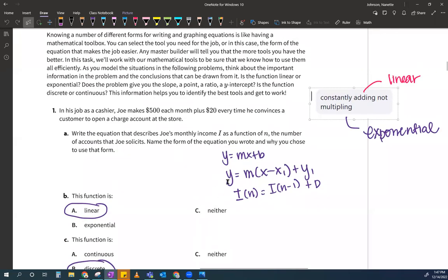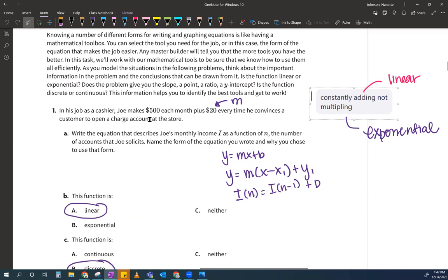So my preference is probably going to be this one, y equals m parentheses x minus x1 plus y1, because of the information that they gave me. Actually, y equals mx plus b makes sense too. Clearly here our slope is what? Where do you see our slope? Yeah, very good. It's $20 every single time. So this is our m.